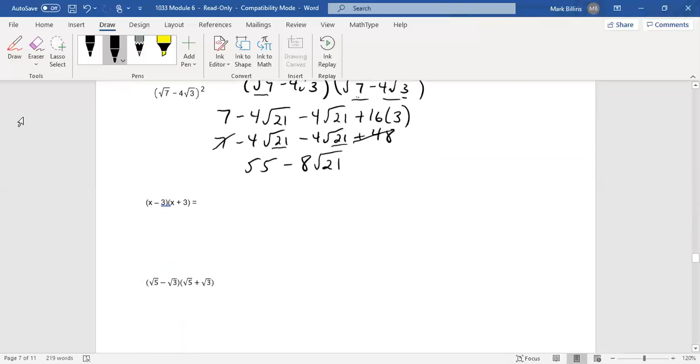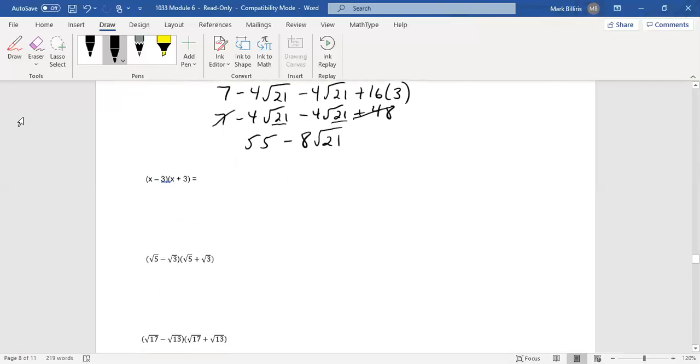Okay, the next thing I want to do is show you a pattern, again, to make life easier on you later on. We're going to talk about the concept of a conjugate.